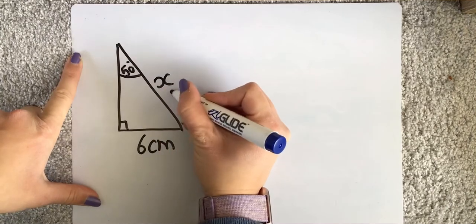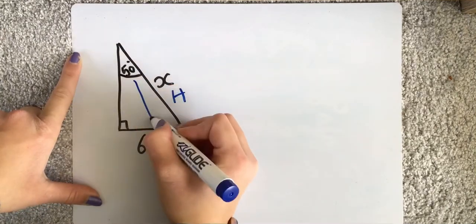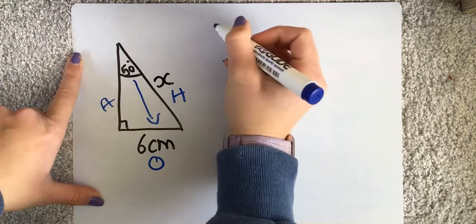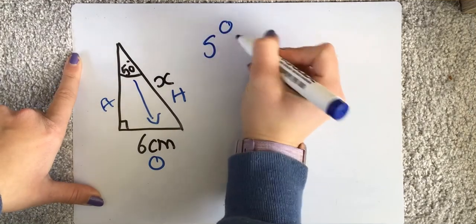Okay, so I've got my hypotenuse. And I've got my opposite. And I know that that one would be my adjacent. I write out SOHCAHTOA.